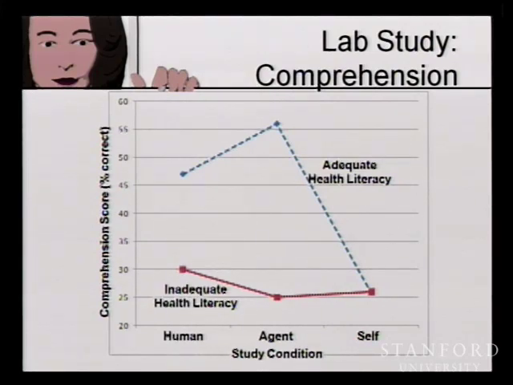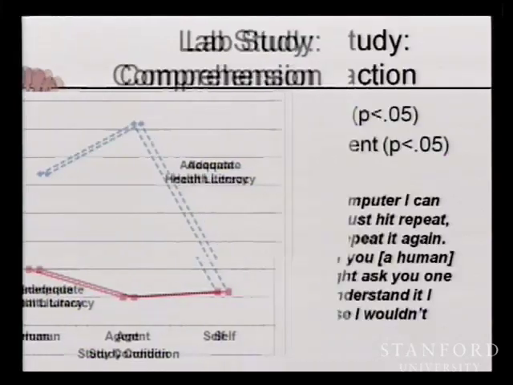And found for those with adequate levels of health literacy, the agent actually significantly outperformed the others. But for those with inadequate health literacy, we didn't do significantly better or worse, but we did pretty bad overall. So we're continuing to work on this issue of using intelligent tutoring system techniques to try and do better.